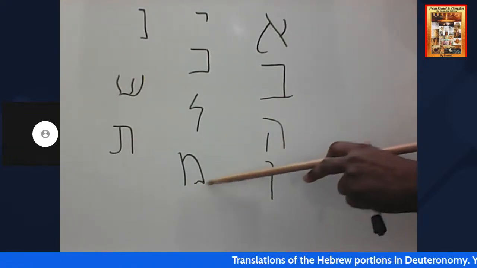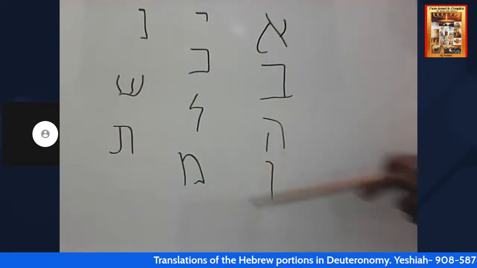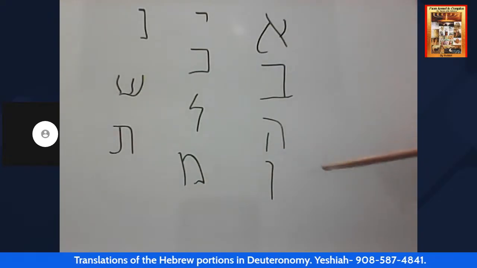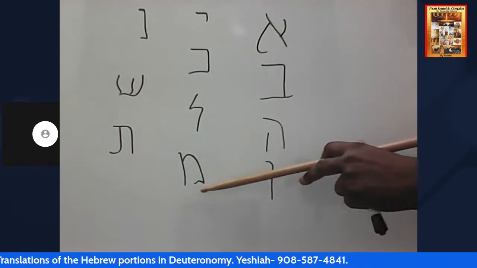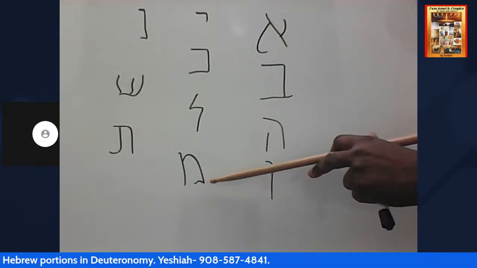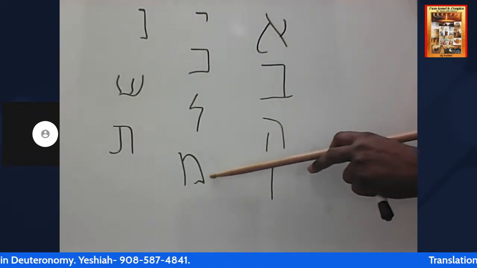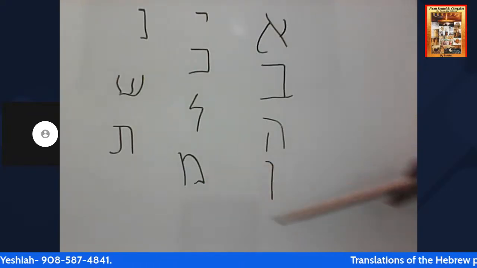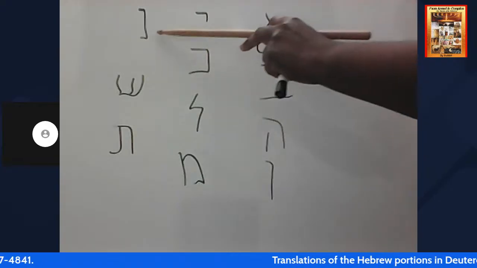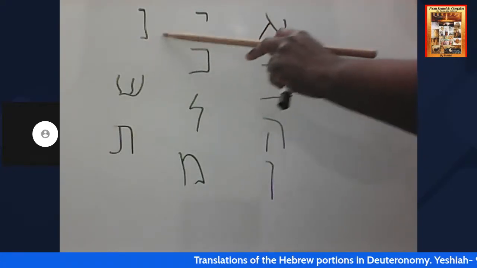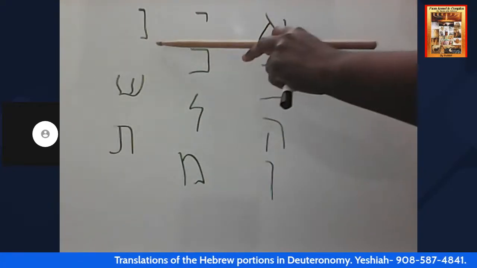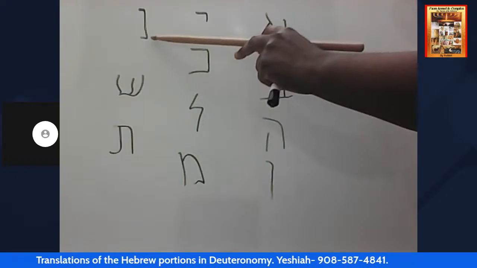Here we have the letter Mem. This serves as a prefix with nouns and a prefix with verbs and a suffix with nouns. Here we have the letter Nun. This serves as a prefix with verbs.